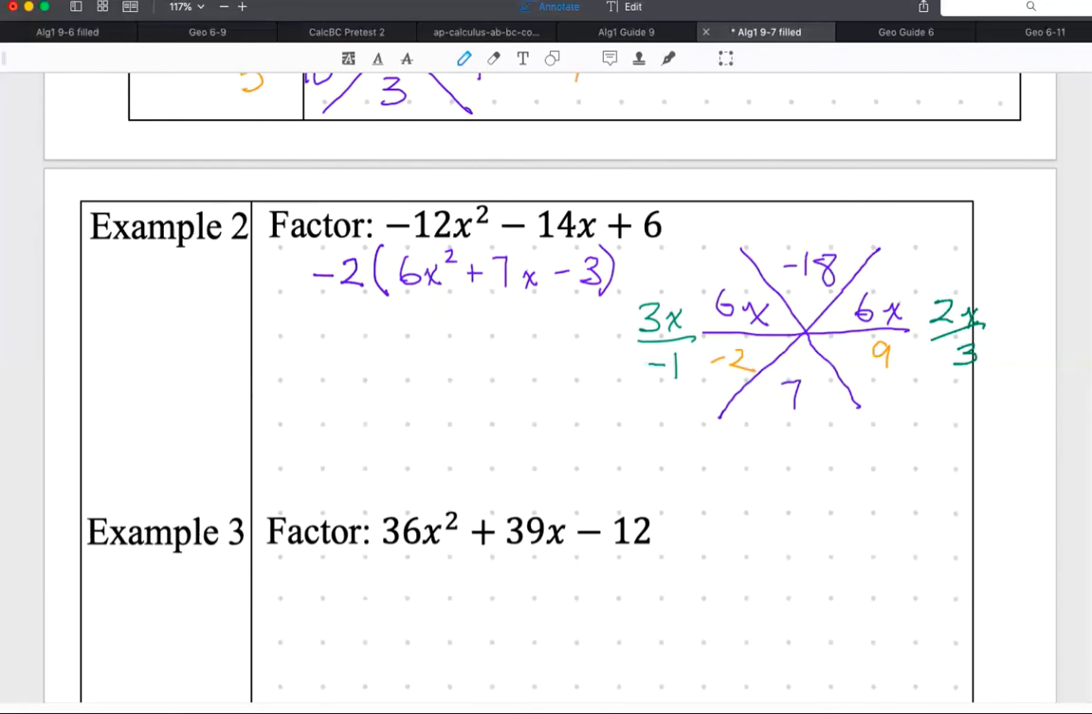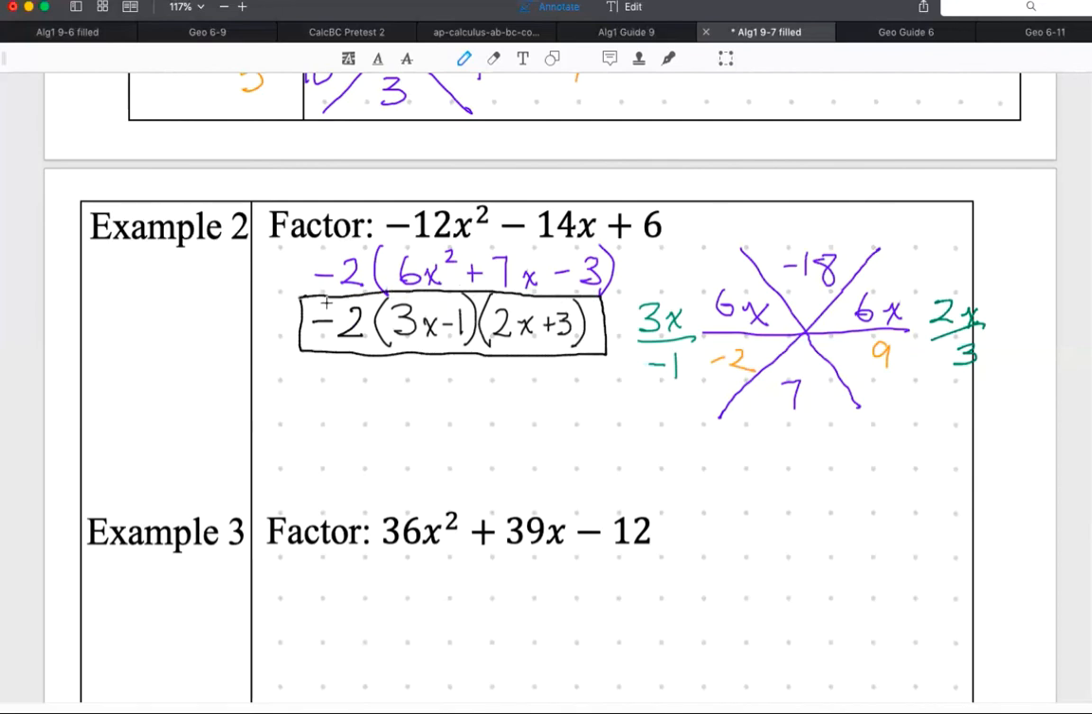And should I do the next step, or do you? Yeah, if you want to do the next step, yeah. Because we're basically done at this point. Okay, so the next step is 3x minus 1 and 2x plus 3. And then don't forget you have to bring this -2 down as well, because we always want to rewrite our factored form with the greatest common factor still in it. Cool, and there's our final answer.